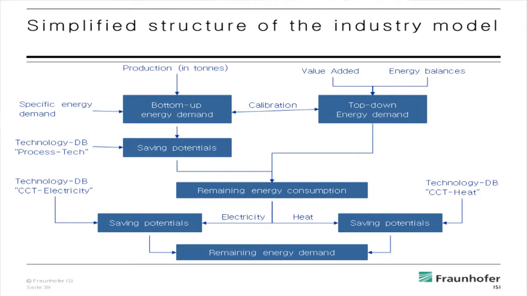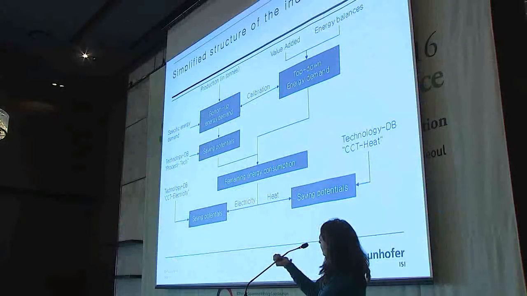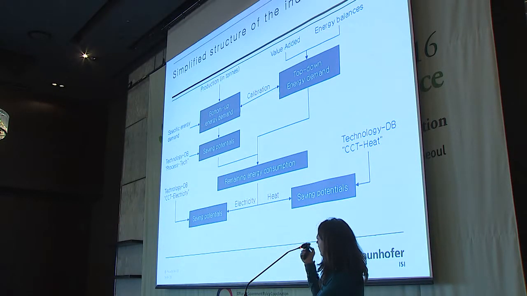So we have information or assumptions on the production in each individual sector. We then calculate the energy demand based on specific energy demand figures. We can then calculate saving potentials on a process basis, meaning saving potentials related to the production process itself. And then in a second step, once we have the remaining energy consumption, we can also calculate the saving potentials related to cross-cutting technologies.